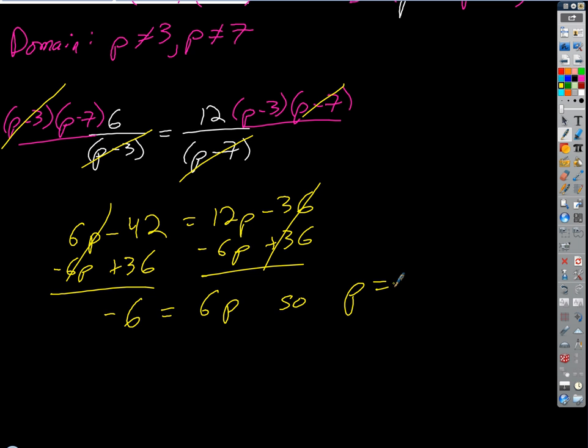So what's p? Negative 1, good. Okay, is negative 1 part of our domain? Is it excluded? No, so we're fine. That works. All right, let's try another one, a little harder one.